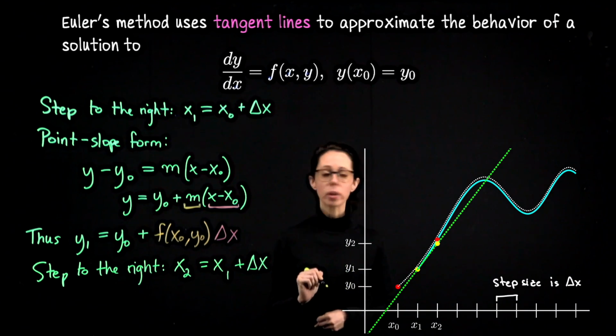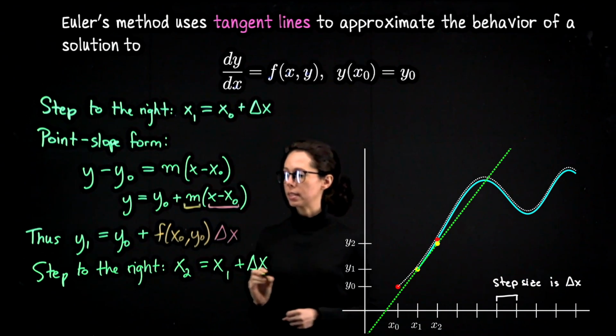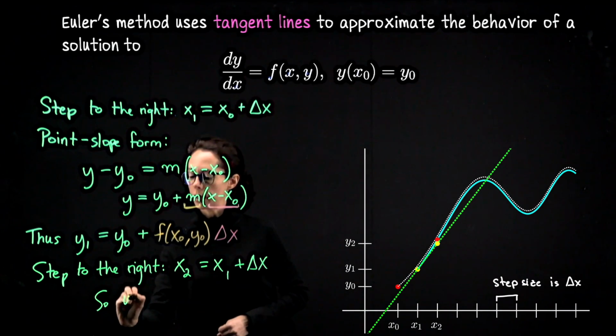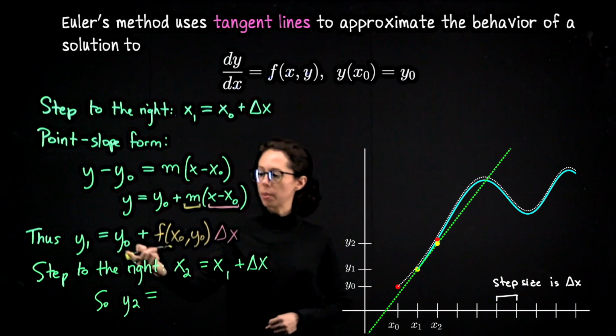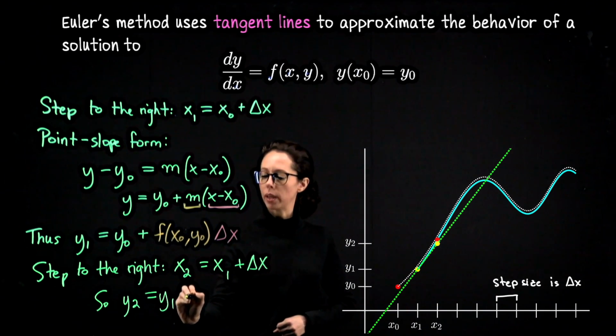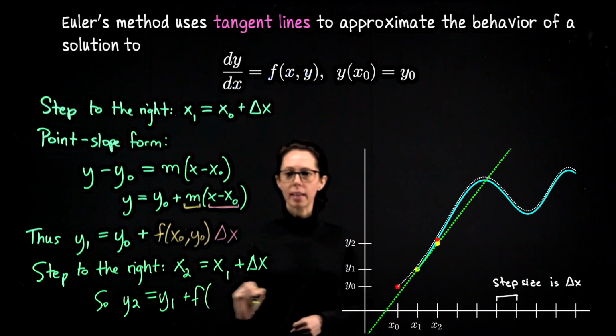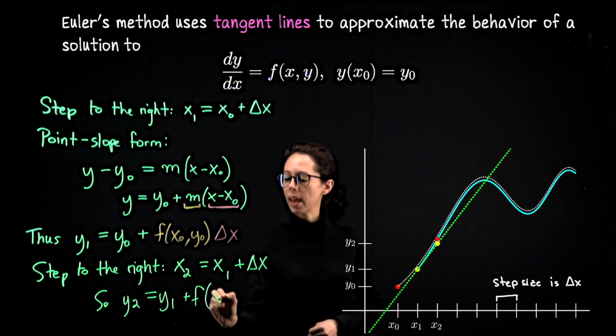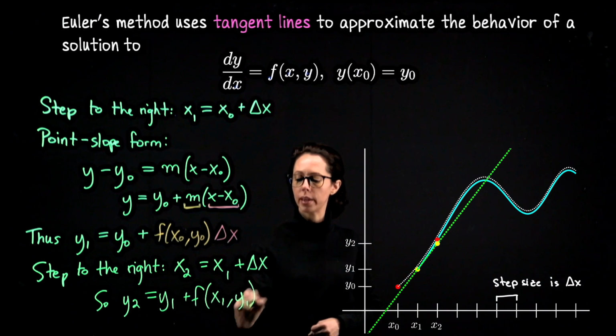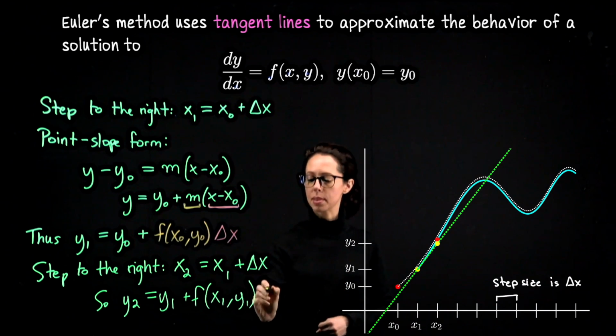And then the corresponding y value, which we're now looking at on this tangent line, is going to be y2 equals the previous one. So here y2 equals y1 plus the slope of this tangent line. That's the value of the right-hand side, f at x1, y1. So it's f evaluated at the previous point, then once again times the step size.